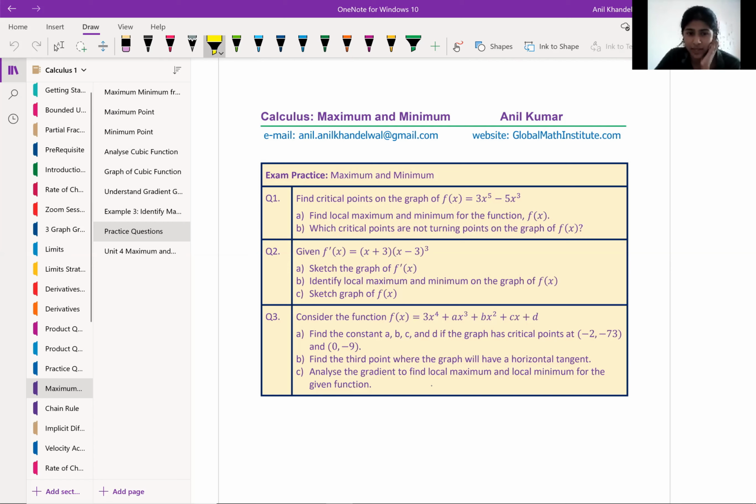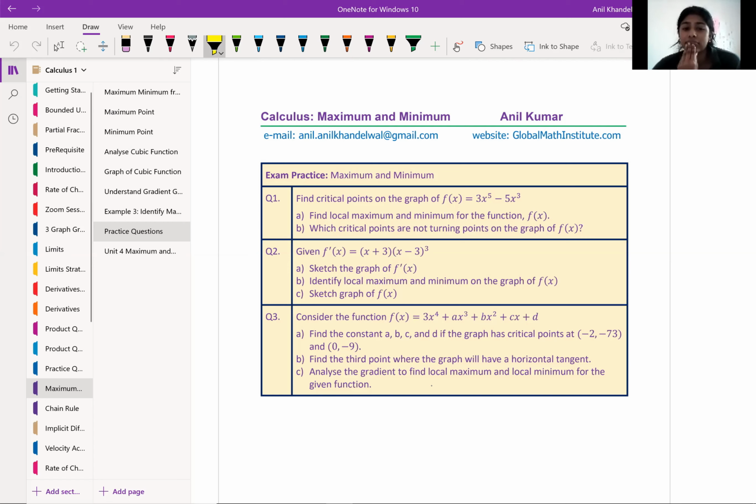Question number 3 for you. Consider the function f of x equals 3x to the power of 4 plus ax cubed plus bx squared plus cx plus d. A. Find the constants a, b, c, and d if the graph has critical points at (-2, -73) and (0, -9). B. Find the third point where the graph will have a horizontal tangent. C. Analyze the gradient to find local maximum and local minimum for the given function. So that's a very big question for you.